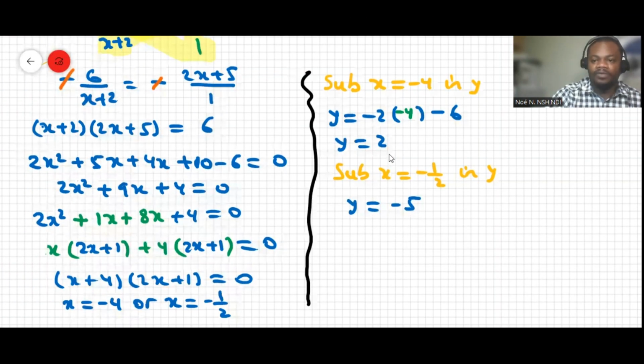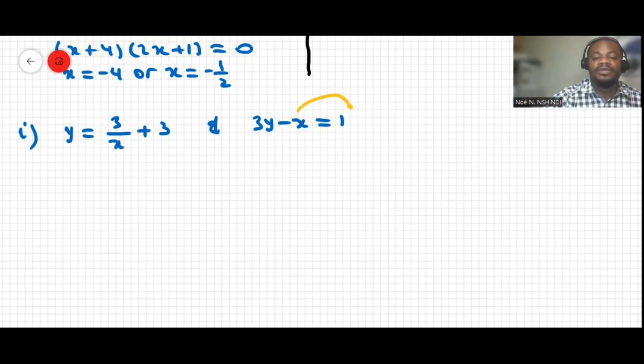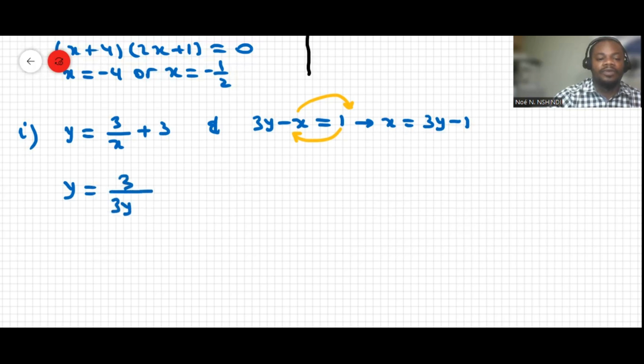Then we have another equation here. It's equation I. Y is equal to 3 over x plus 3, and 3y minus x equal 1. Now we can just move the x over and then move the 1 over, and then this will make x equal to 3y minus 1. So we can sub in the value of x in this equation, so it's going to be like 3 over 3y minus 1 plus 3, okay?